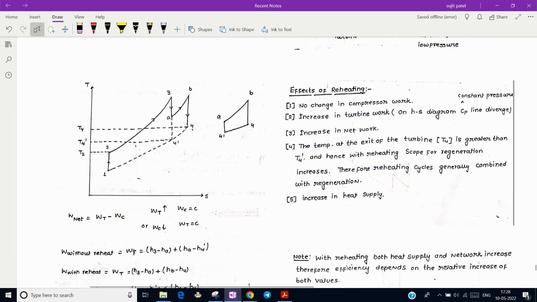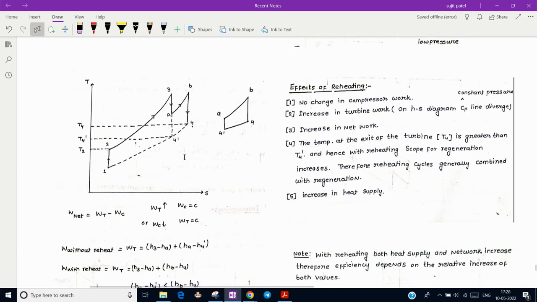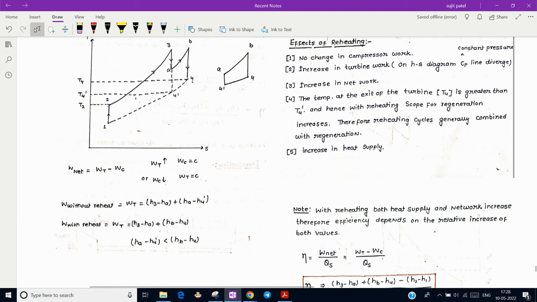So here without reheat, what is the turbine work? H3 minus HA plus HA minus H4 dash, or directly we can say H3 minus H4 dash, this vertical line. But with reheat, we have H3 minus HA plus HB minus H4. So this is the additional area, and we know that the area under the TS diagram gives the heat supply or net work done. It's the additional heat supply, and the corresponding PV diagram will give the work done. So the turbine work output, HB minus H4, is obviously greater than HA minus H4 dash. So our turbine work will increase.